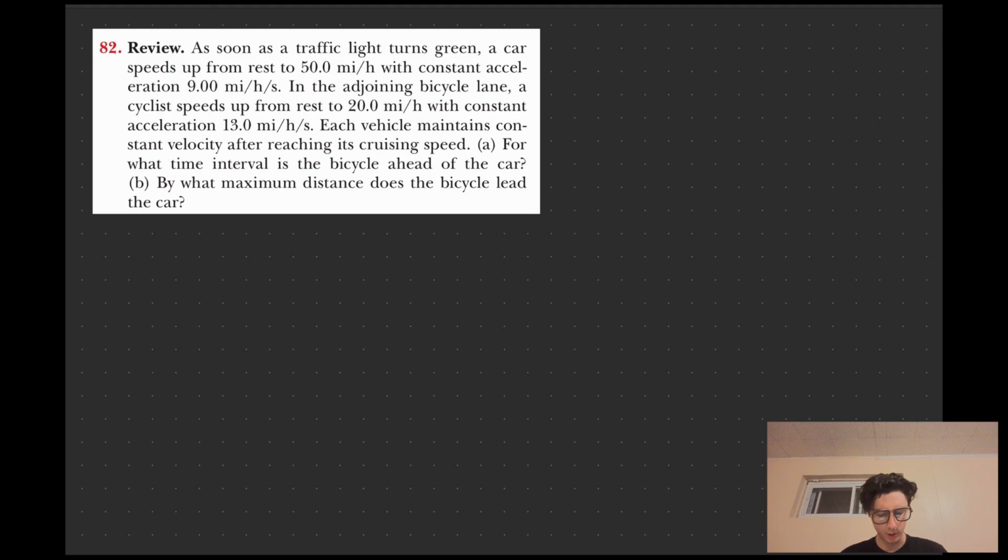This is a review problem of Chapter 2, Serway and Jewett, Physics for Scientists and Engineers. I have the 9th edition. This is problem 82. You can find other editions. The problem should be there, maybe just under a different number. So we're going to read out the problem.